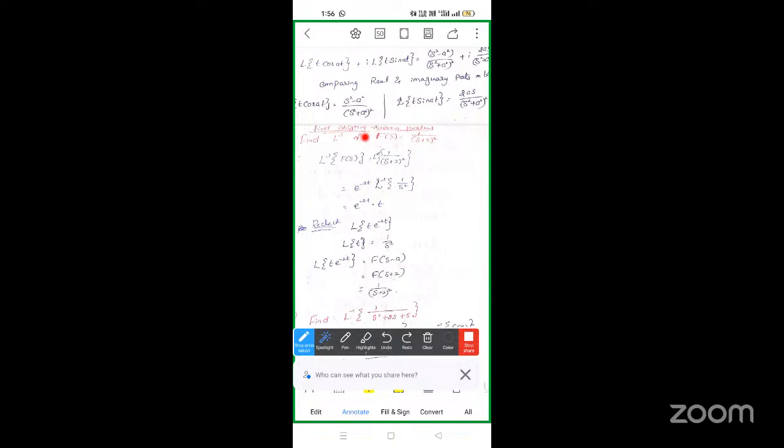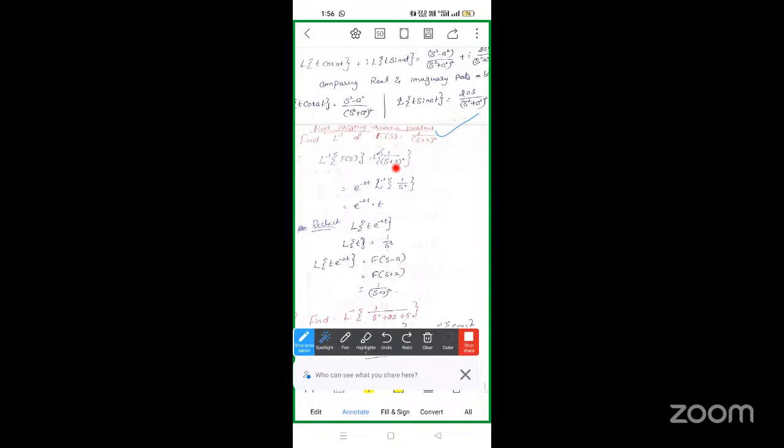Next, first shifting theorem problems. So first shifting theorem: find L inverse of f of s, which is equal to 1 by s plus 2 whole square. So taking L inverse on both sides, L inverse of f of s is equal to L inverse of 1 by s plus 2 whole square.